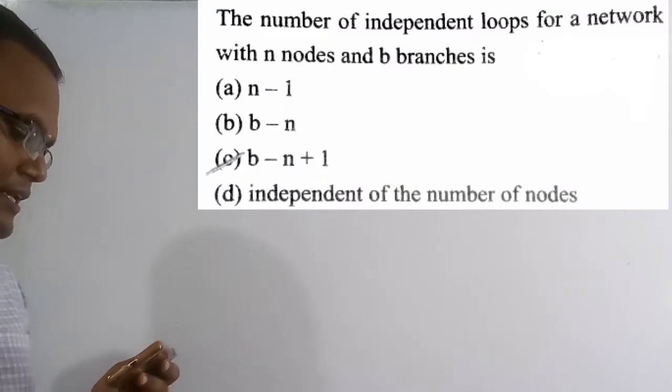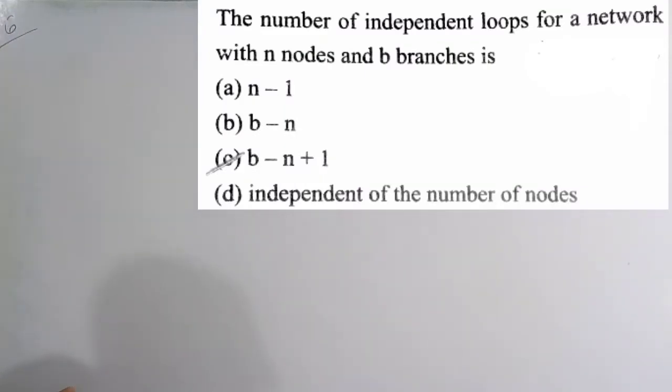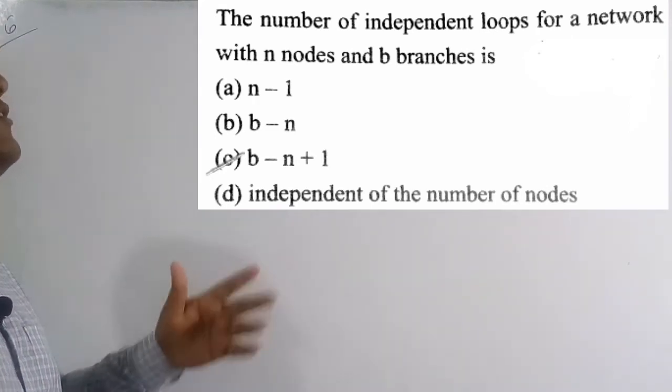So now we are going to solve the sixth question. See the question here. The number of independent loops for a network with n nodes and b branches is. So here we have to write the relation between the number of loops, branches and nodes. Out of the four options, option C is the correct solution. So let's solve this numerical.